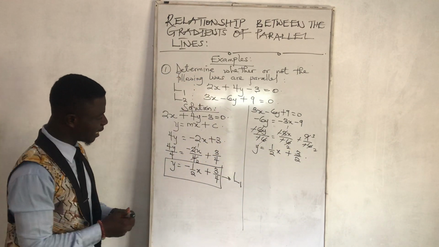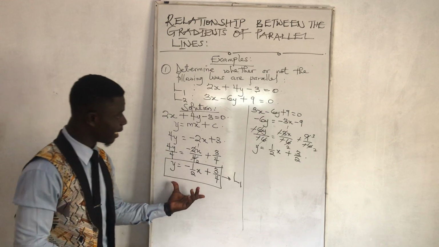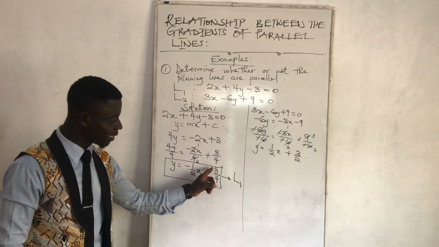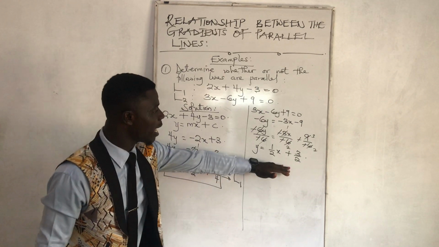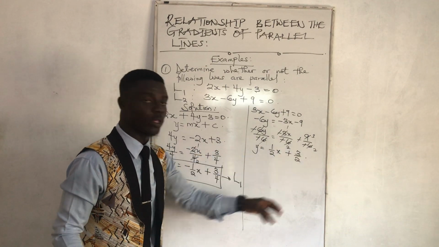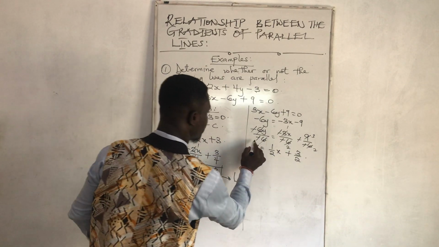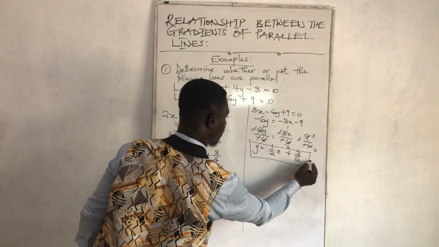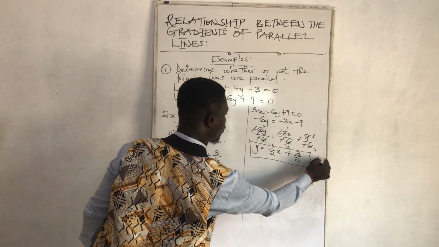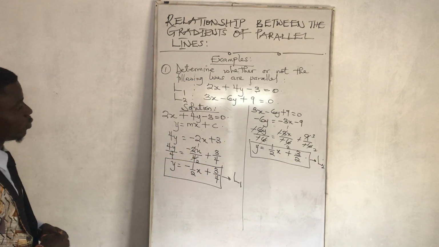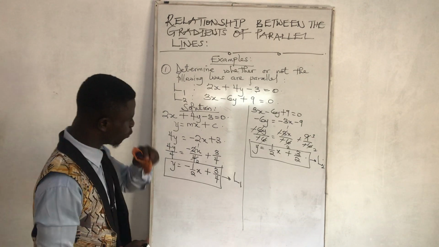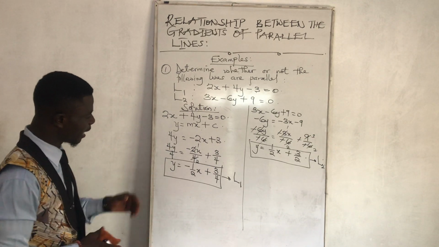So we can see that the intercept where line L1 cuts the y-axis is 3 on 4, and where line L2 cuts the y-axis is 3 on 2. So I have it here: this one is for line L2, then line L1.